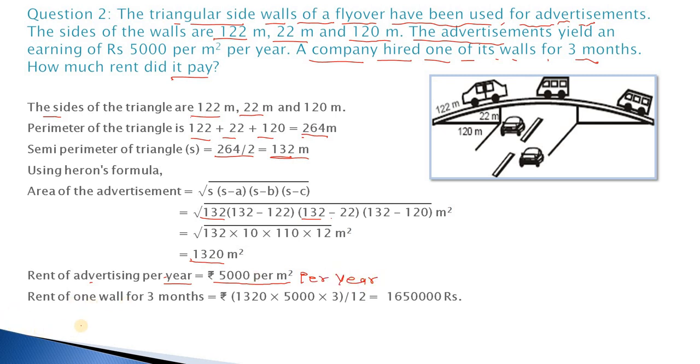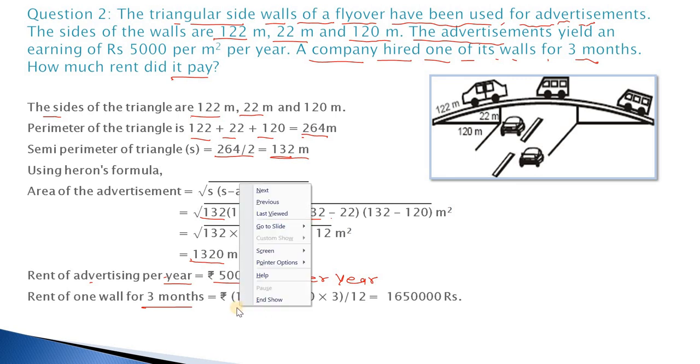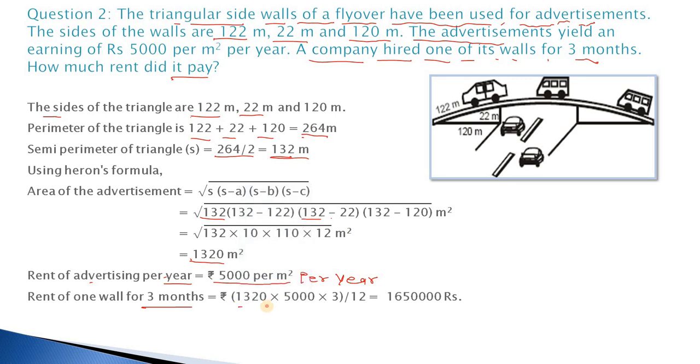We calculate the rent for 3 months. We get 1320 into 5,000 into 3 by 12. The result is 16,50,000 rupees. The rent will be paid by the company for this triangular wall.